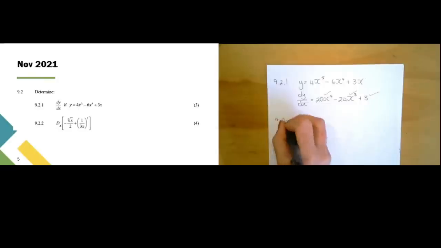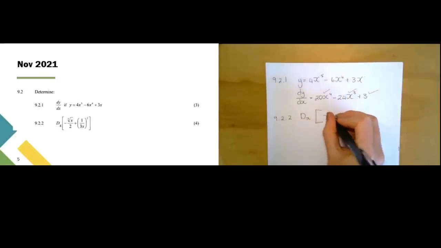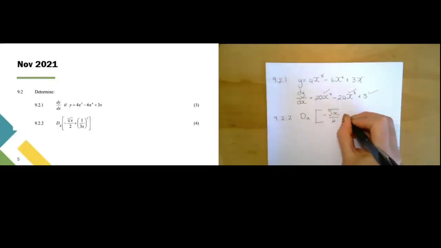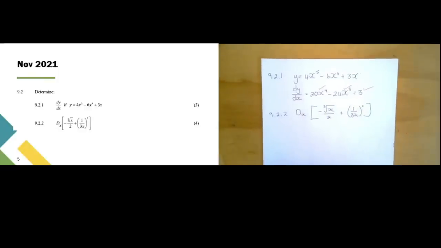Question 9.2.2, they told you d over dx, you see we now have a different notation. And they've given me negative the cube root of x over 2 plus, in brackets, 1 over 3x everything squared. Before I can get the derivative of this one, I must first get rid of the cube root. And I also don't want to work with a fraction. So I'm going to say, first of all, I haven't gotten the derivative yet, so I'm keeping d over dx. I need to write this. I don't want to work with a cube root. I want to write it as an exponent. So it's negative x to the power of what? 1 over 3.